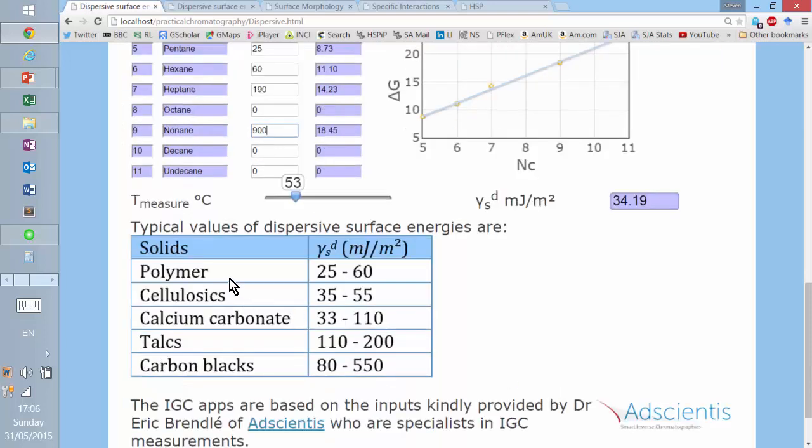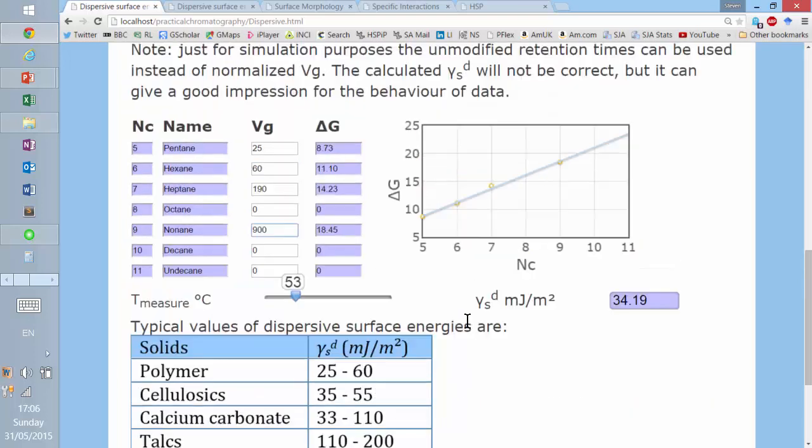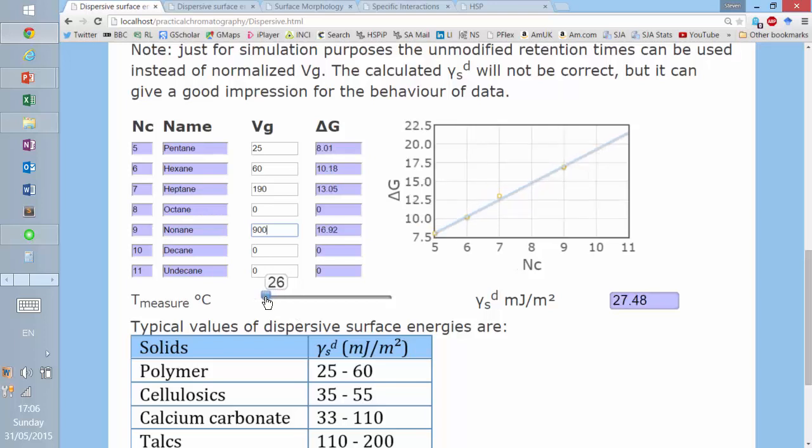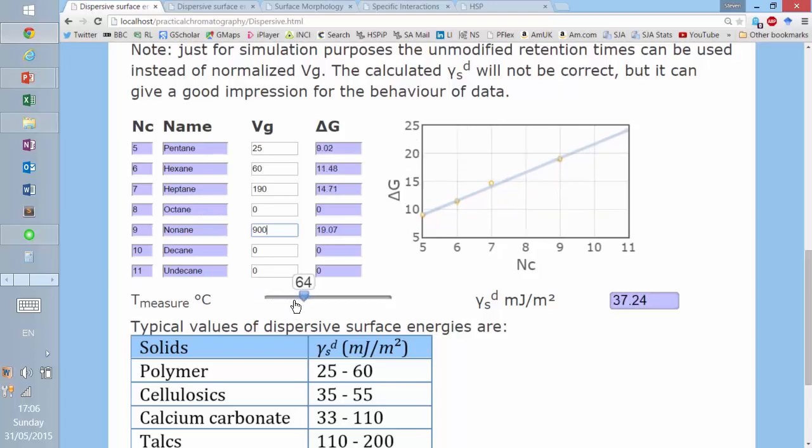That's the sort of value you'd get on typical polymers or cellulosics, calcium carbonate or whatever. Now that's if I'd measured at 53 degrees. If I'd happened to measure it at 40 degrees and had these same VG values, then it would be 30.8. So this is allowing you to see the effect of temperature on measurements. All the temperature does is change the delta G values of all of them. You can see those being calculated from the VG, and therefore change the value there.